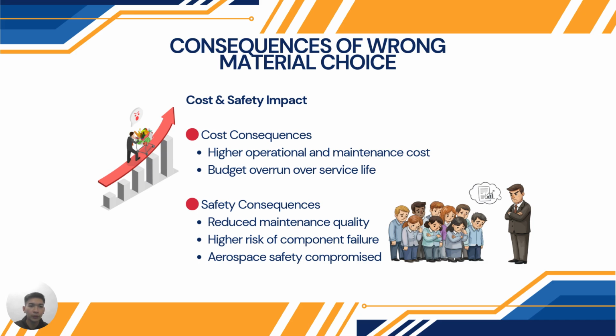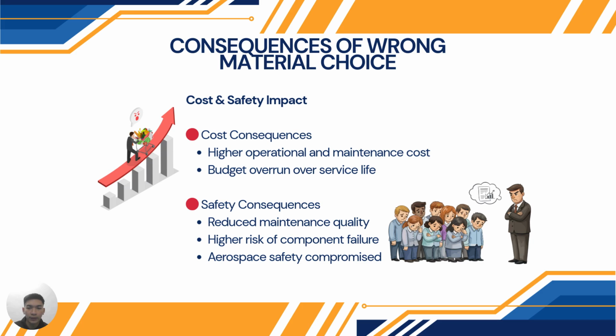Next, we go to the consequences of raw material choice. Choosing the wrong raw material in aerospace can lead to serious consequences, for example cost impact and safety impact. First, the cost impact. If material Y is selected despite its higher PW and AW, operational costs will increase. Second, the maintenance budget may exceed projection. And third, the project may face financial inefficiency over its lifespan.